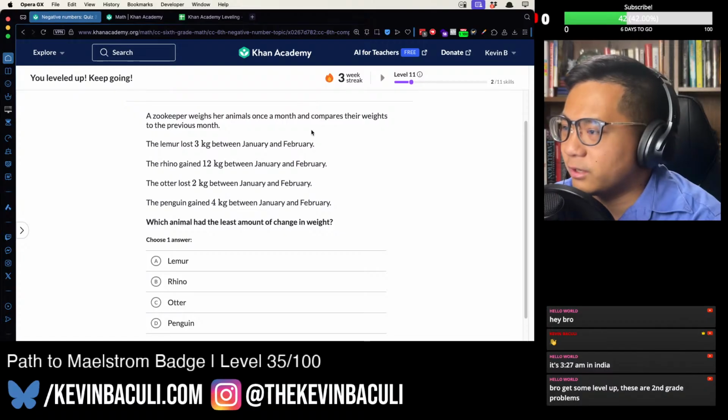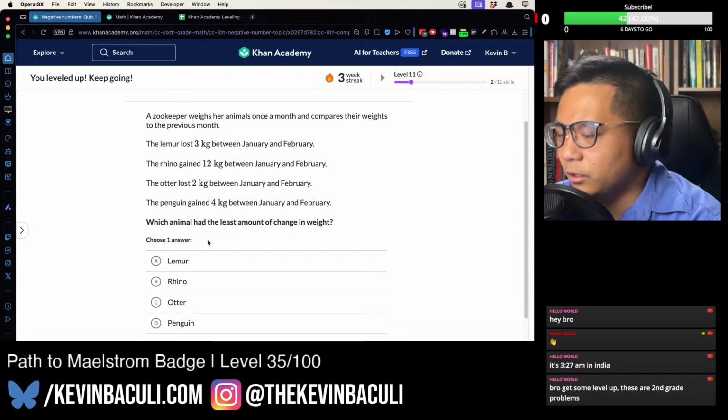A zookeeper weighs her animals once a month and compares their weights to the previous month. Lemur lost 3 kilograms between January and February. The rhino gained 12. Otter lost 2. And the penguin gained 4. Which animal had the least amount of change in weight? Otter.